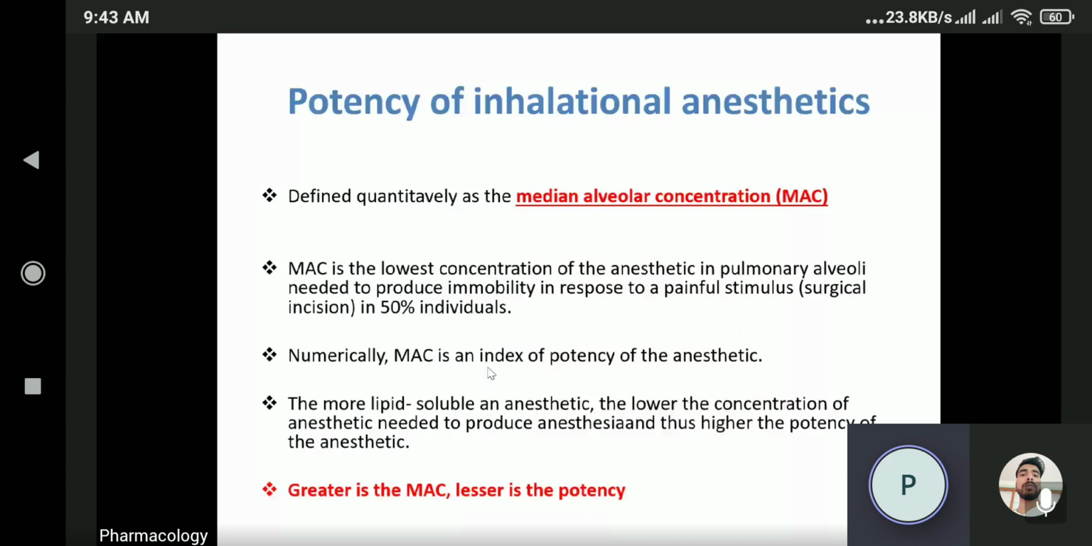Okay, and the thing is that we know most of the drugs are lipid soluble in nature, so when the drug is more lipid soluble, a lower concentration of the drug will be needed to produce the anesthetic effect, and therefore lower concentration needed means there will be higher potency of the anesthetic. That means if the MAC value, which is a numerical value, is assessed numerically, and if it is greater, that means there will be lesser potency of the drug. So is that clear?